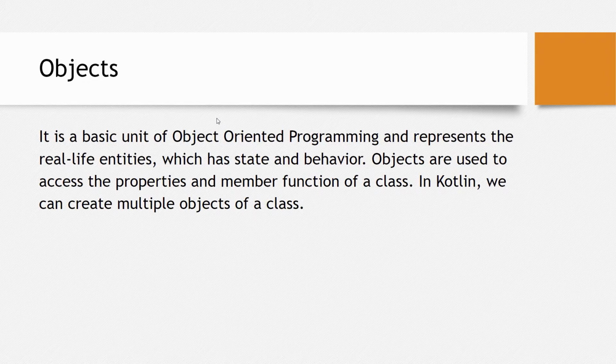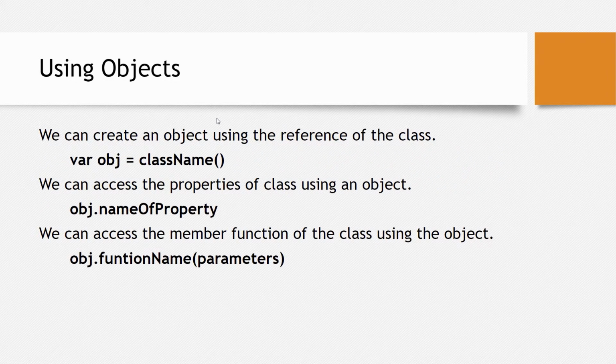Now let's see how we use the object. So we can create an object. Basically, first we can create an object using the class name. So as you can see, var obj equals class name. So class name as Employee. In the place of class name, you will write Employee and give a round bracket, and this will be an object creation, or creating an object.